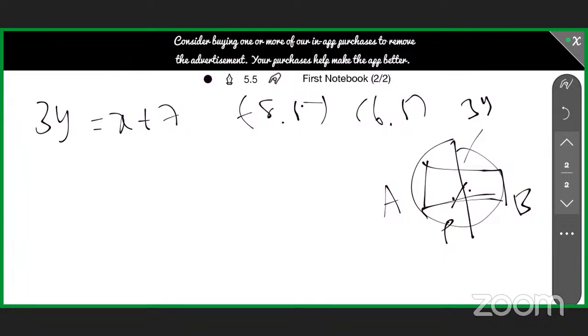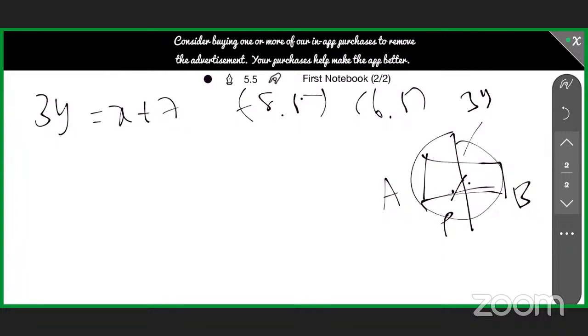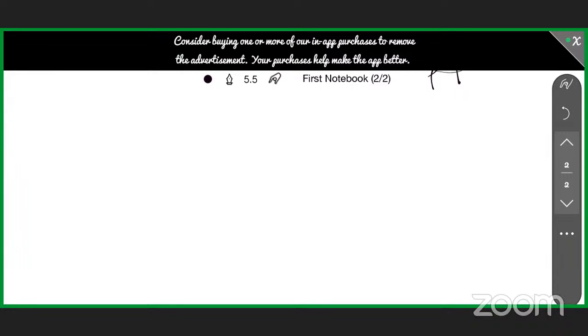Okay, sir. Shall we go for the next question? The next question is a very easy question. The next question is about the triangle.